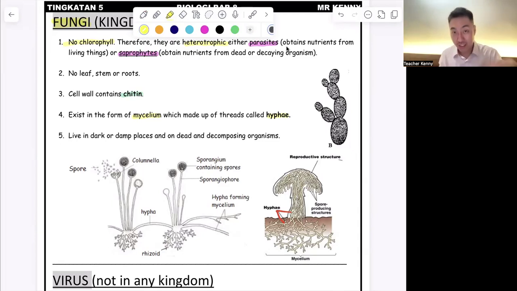So where do they live? They don't need light, so they want to move away from the light. Right? So they live in dark places or damp places. Dark and damp is the best, right? Damp means moist. You need water also, right? Yeah, and also you can find them on dead and decomposing organisms.